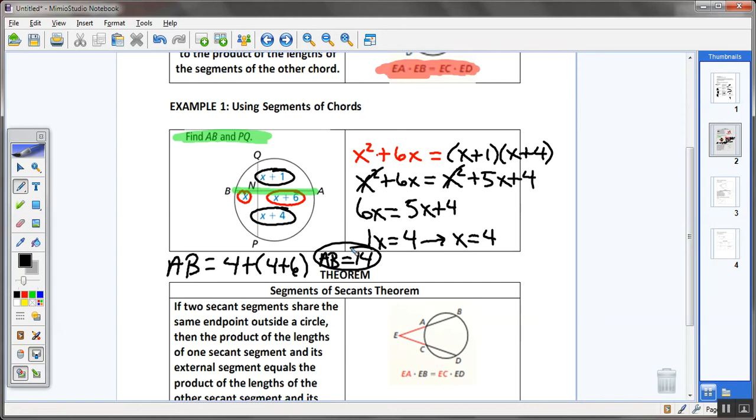And then likewise, the other segment is P to Q. Again, I'm plugging 4 in for x, so I would have 4 plus 1 and 4 plus 4. The 4 plus 1 up here would be 5. The 4 plus 4 here would be 8. So PQ would have length 13. Right? So to answer the questions up here, AB again is 14.